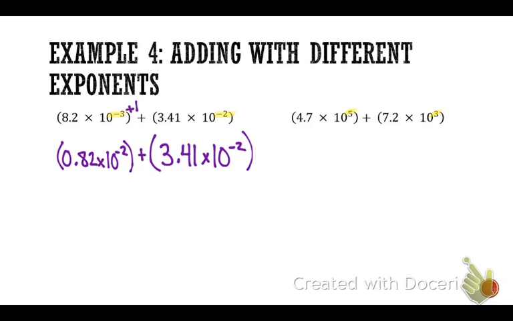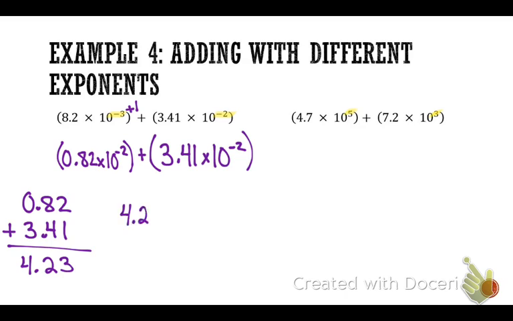And now that I have the same exponent in both sets, now I can add them together. 0.82 plus 3.41, and I can add them together now. Okay, so go ahead and finish it up. Okay, do y'all agree? 4.23? Okay, times 10 to the what? Times 10 to the -2nd power.